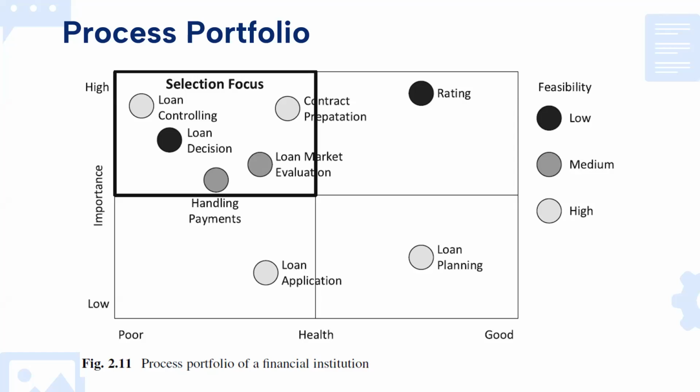Okay, so many of you are telling contract preparation. Many of you means almost apart from Tarindu, all others are telling contract preparation. Okay, so I will ask Tarindu, why did you select loan controlling? If it is about the loan controlling and contract preparation, the strategic importance and the feasibility are the same. But when we consider the health, the loan controlling is somewhat more than the contract preparation.